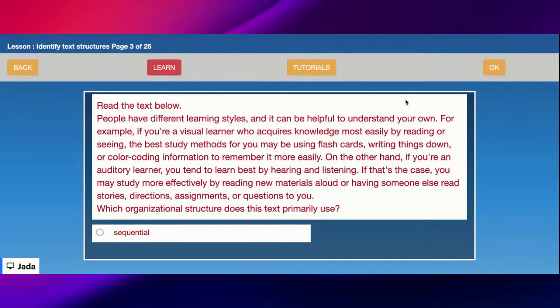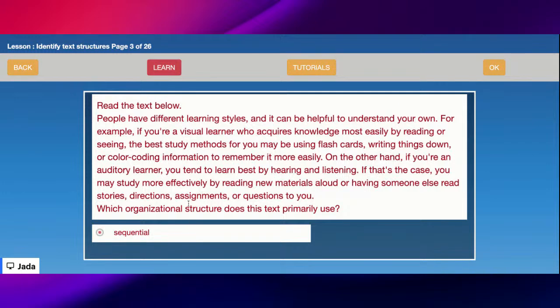People have different learning styles, and it can be helpful to understand your own. For example, if you're a visual learner who acquires knowledge most easily by reading or seeing, the best study method for you may be using flashcards, writing things down, or color coding information to remember it more easily. On the other hand, if you're an auditory learner, you tend to learn best by hearing and listening. If that's the case, you may study more effectively by reading new materials aloud or making someone else read stories, directions, assignments, or questions to you. So this one is what? Sequential. So this is about the sequential.